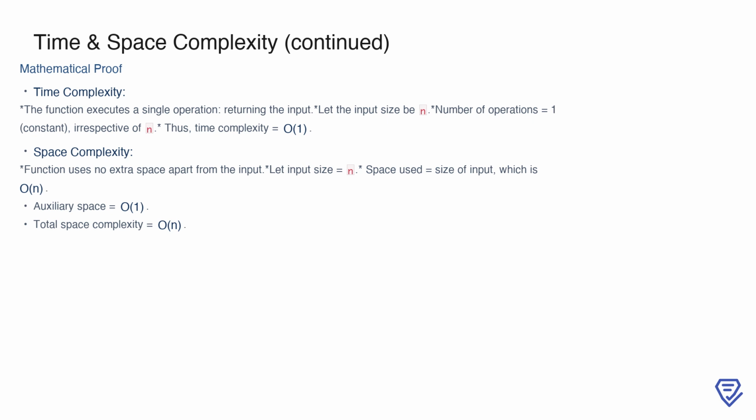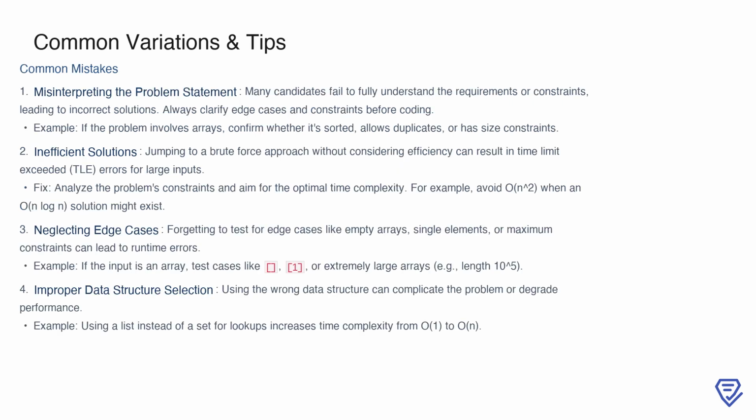Therefore, the space complexity is O(n). This concise breakdown further reinforces the efficiency of the implementation in both time and space usage. In this section, let's talk about some common mistakes candidates make when solving problems and how to avoid them.